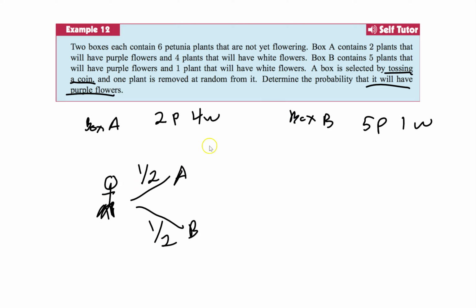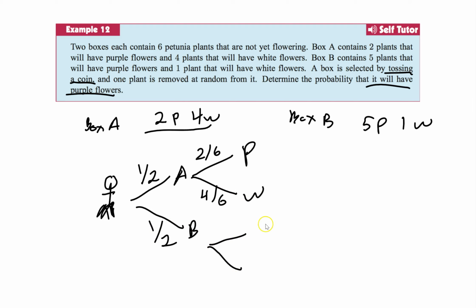And now from A, you branch out. If you have selected box A, you have 2 choices. You can have a purple flower or a white flower. Now notice in box A, there's 6 flowers total, so the odds of getting a purple flower will be 2 out of 6. Odds of getting a white flower will be 4 out of 6. If you happen to get box B down here, same idea. Different odds though. Box B, purple is 5 out of 6. There's 5 purple, but 6 total. And the odds of getting white is only 1 out of 6.